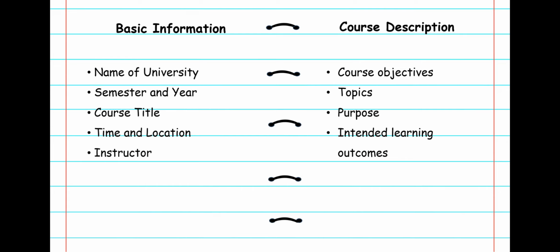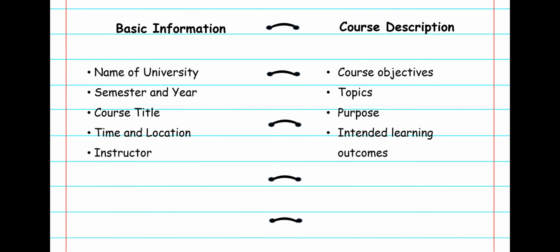First one, we have the basic information. Now, this section provides information about the course, such as the name of university, semester and year, course title, time and location, and it may also include the instructor's name and contact information.